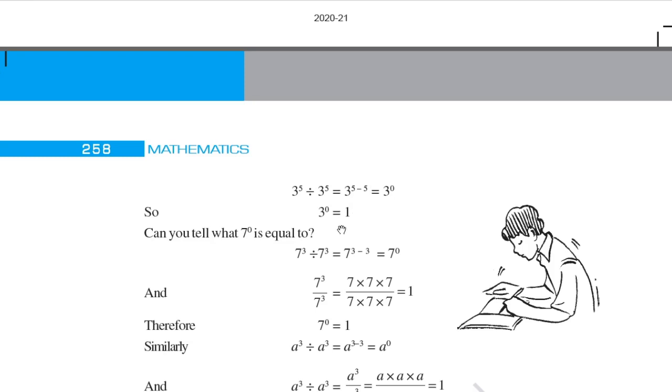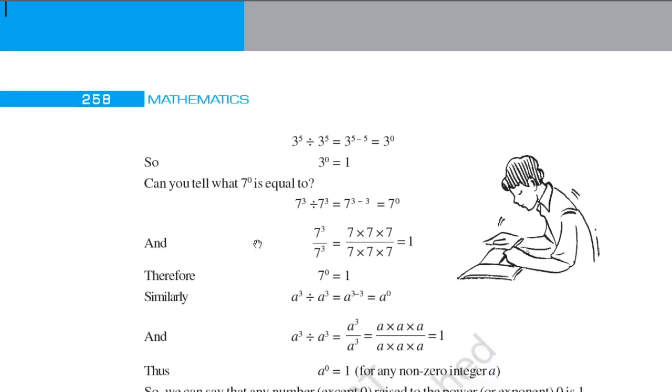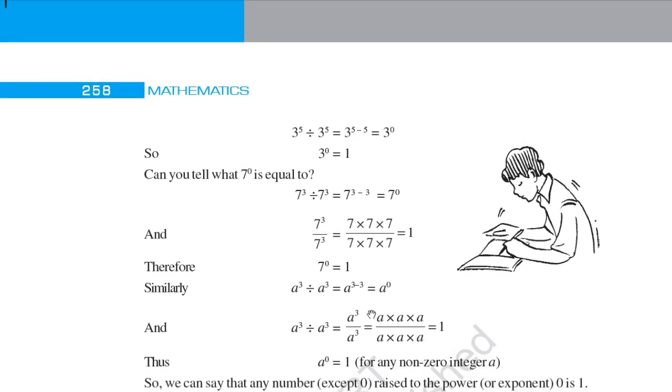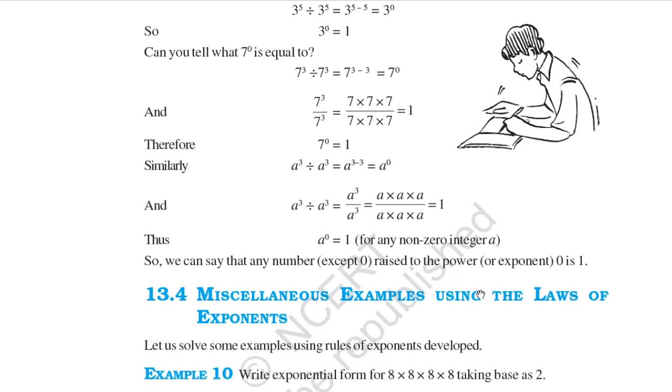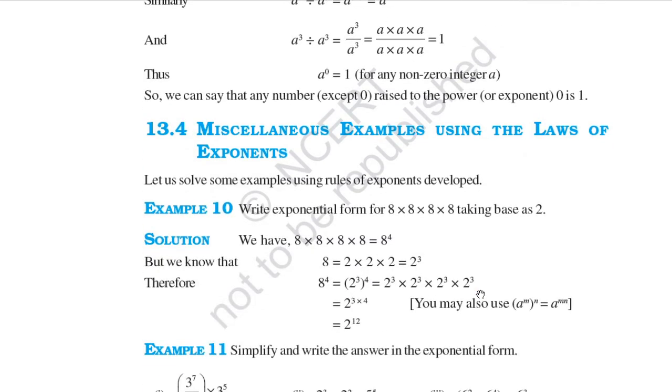Can you tell what 7 to the power 0 is? It is also equal to 1. You can see it in the example also. Similarly, 8 to the power 3 divided by 8 to the power 3 is 8 to the power 0, that means it is also equal to 1. So we can say that any number except 0 raised to the power 0 is 1.